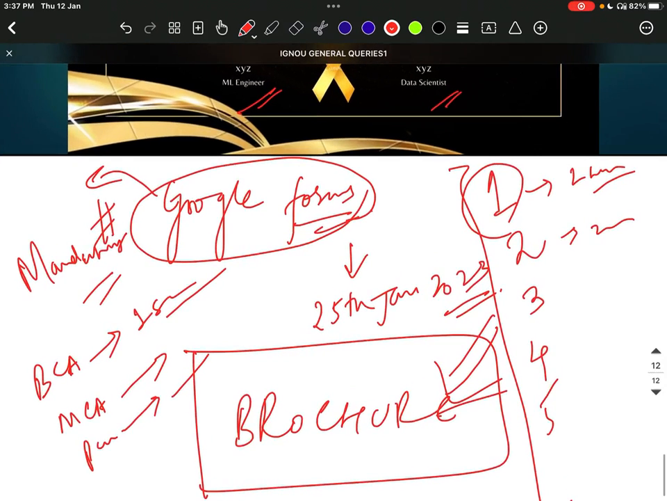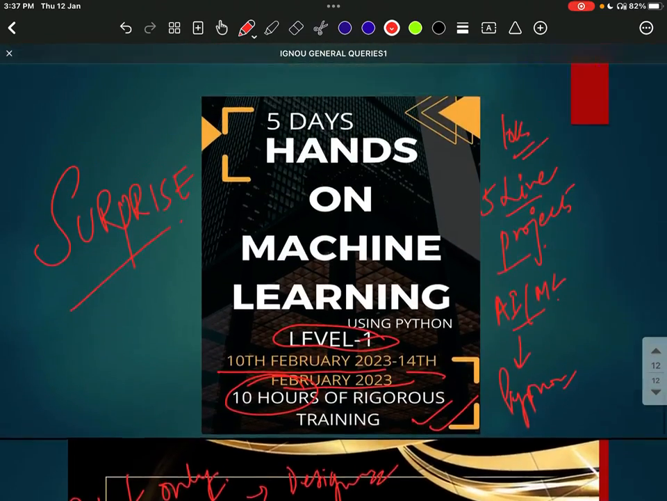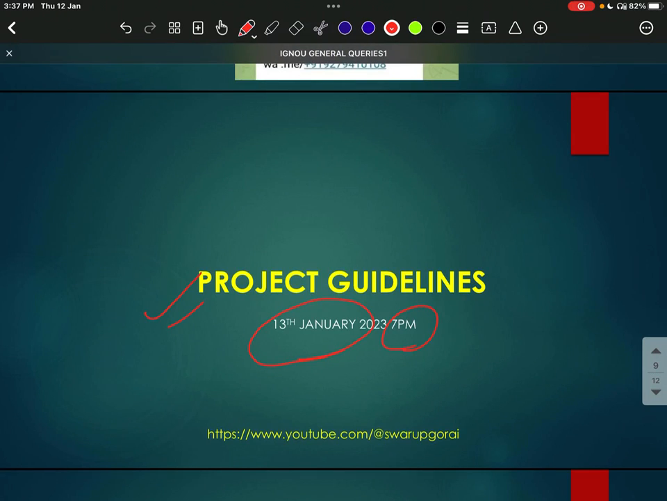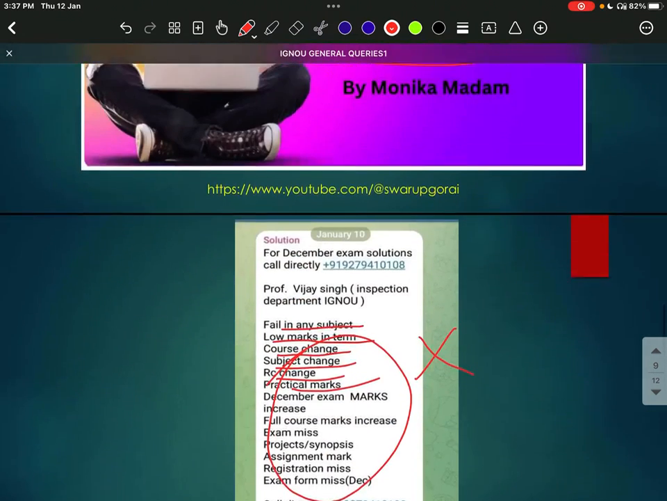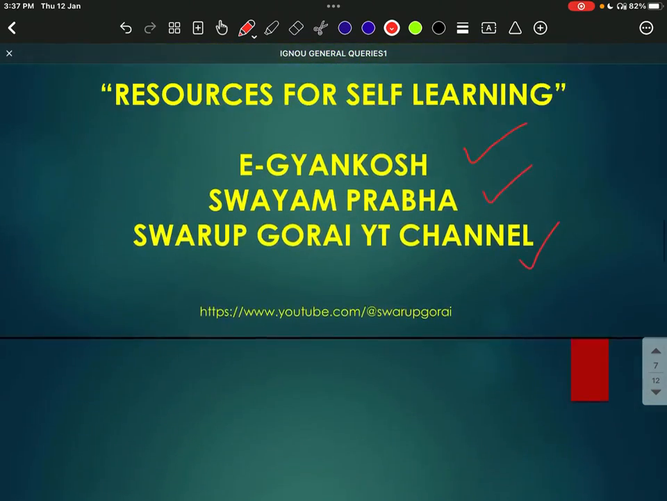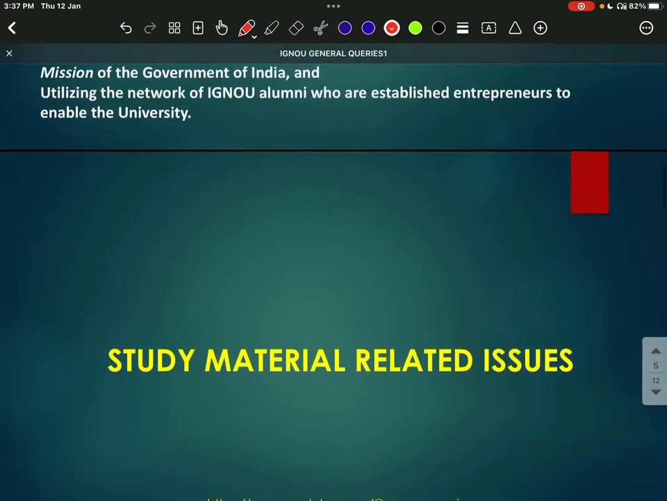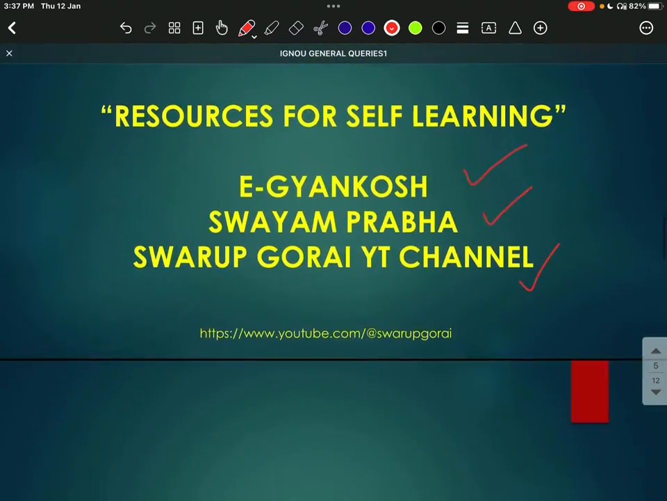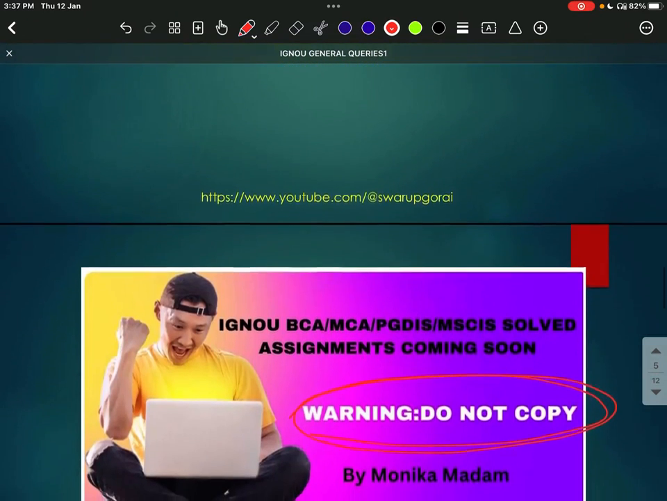So here in this short presentation, I have told you about all your queries, like project guidelines. Now that is something vast, so we will be releasing it tomorrow with proper, clear and crisp explanations of what all things you have to do. But otherwise I have told you to beware of these things, and for your assignments and for your study materials and for your school.